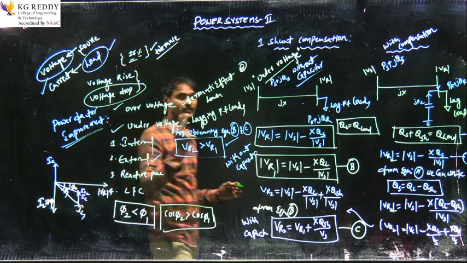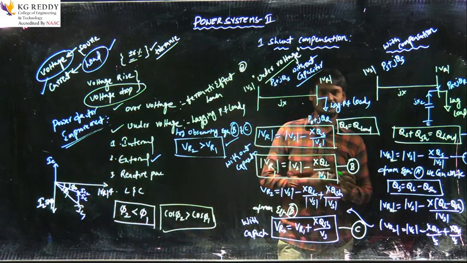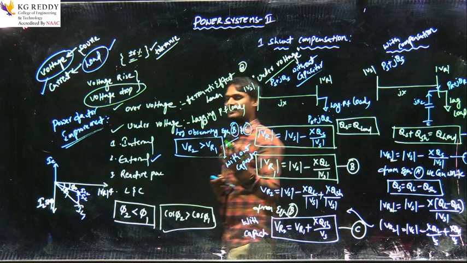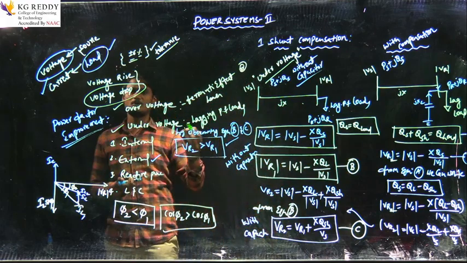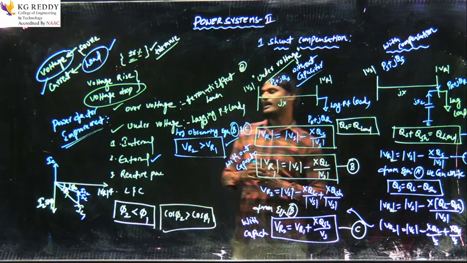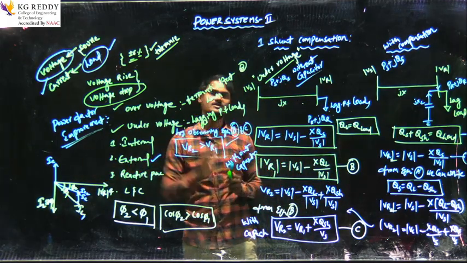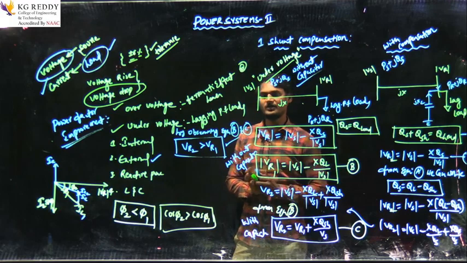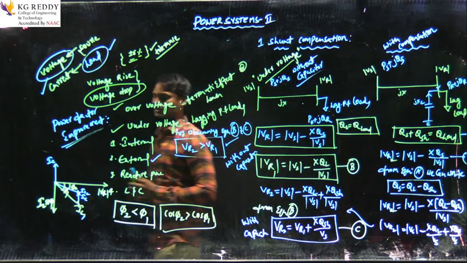So, we have two kinds of advantages with the shunt compensation technique. The first advantage is that the voltage profile increases, and the second advantage is that the total power factor of the transmission system increases. Okay. So, are you clear with this? Let me ask you one question.